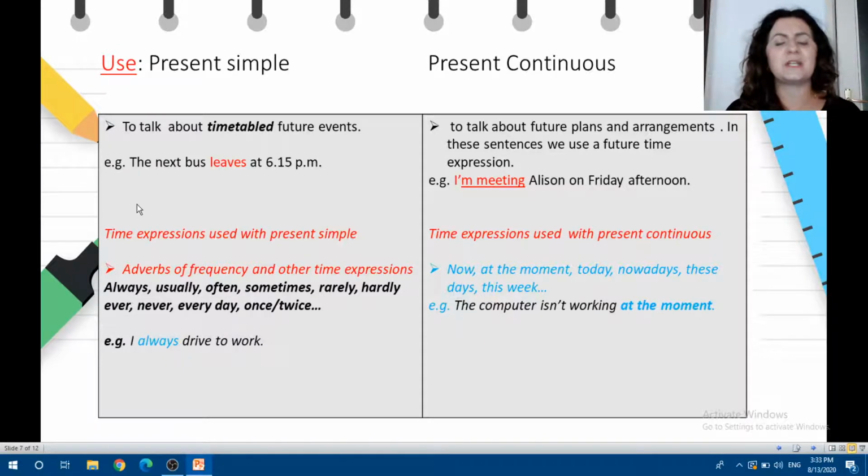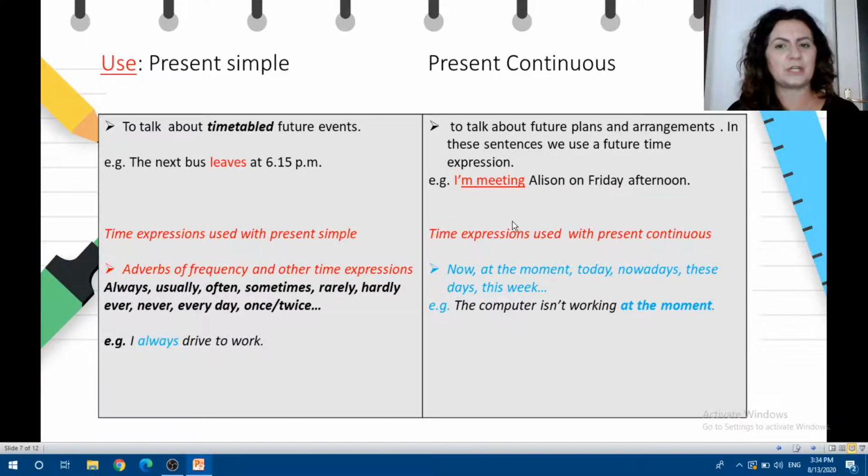Which other time expressions do we use with the present simple tense? Let's see. I'm sure that you all know that we use the adverbs of frequency and other time expressions like the following. Always, usually, often, sometimes, rarely, hardly ever, never, every day, once, twice, etc. Like in this example, I always drive to work.